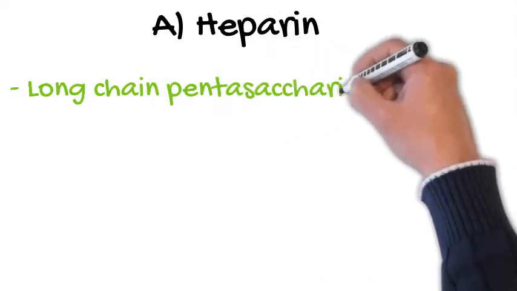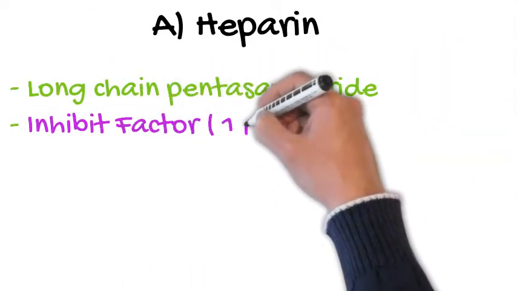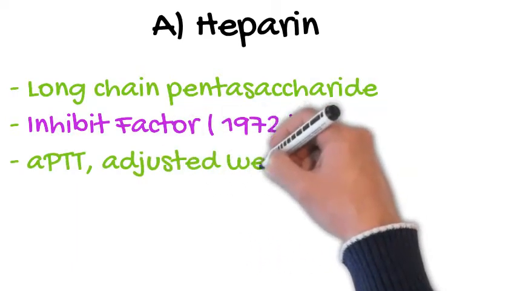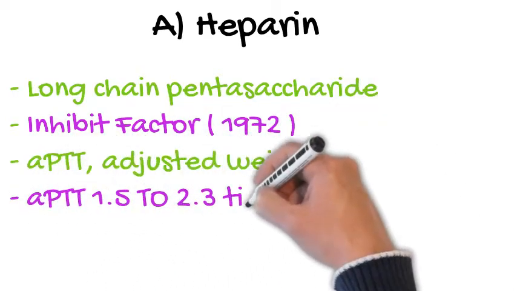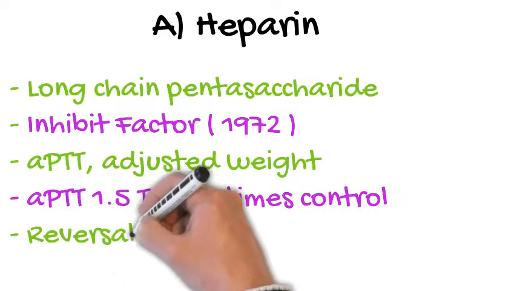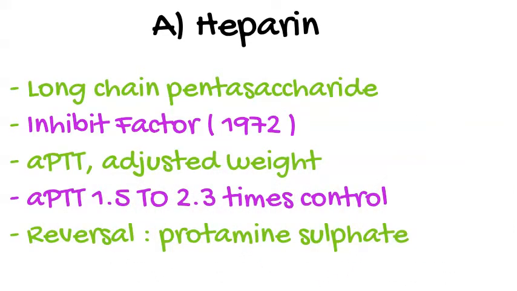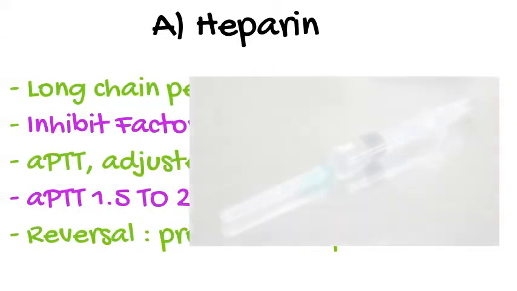For A. Heparin, it is a long-chain pentasaccharide. It inhibits factor 1, 9, 7, and 2. We can monitor via APTT. Dose needs to be adjusted based on weight, and APTT of 1.5 to 2.3 times control is desirable. Reversal use is protamine sulfate. The risk is heparin-induced thrombocytopenia and bleeding.